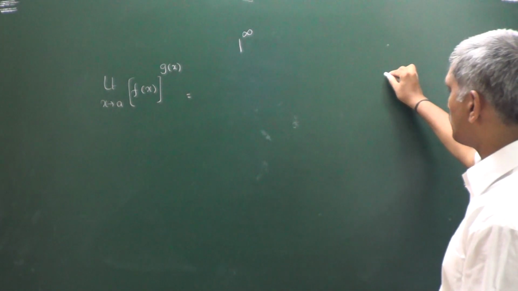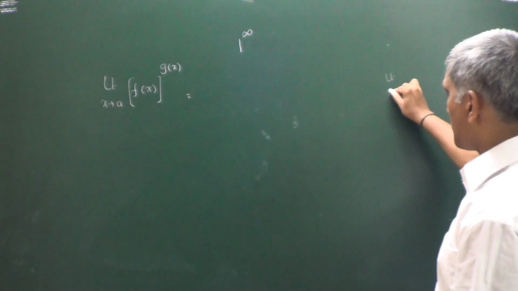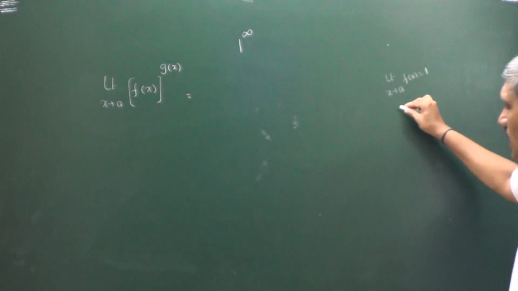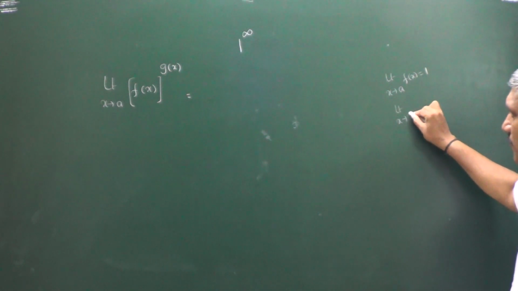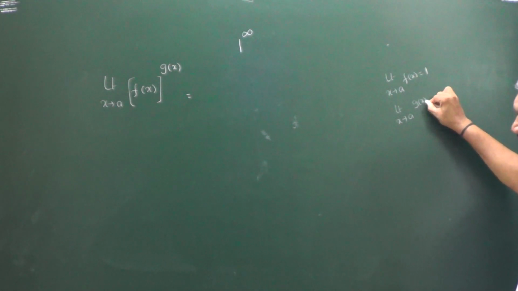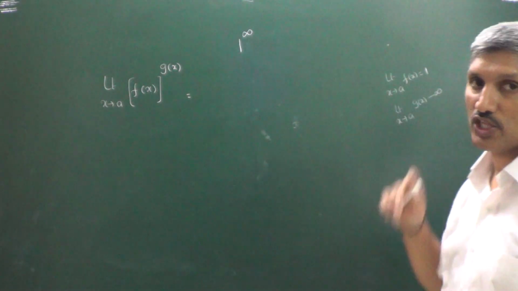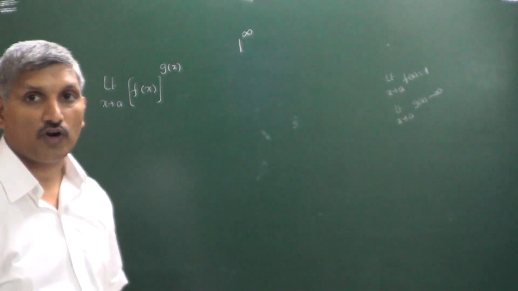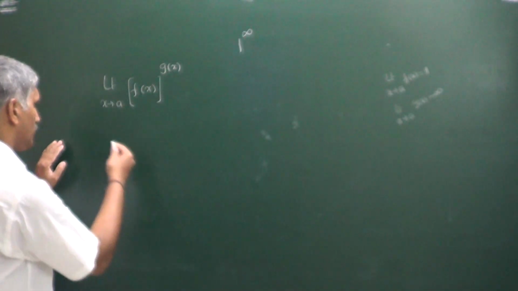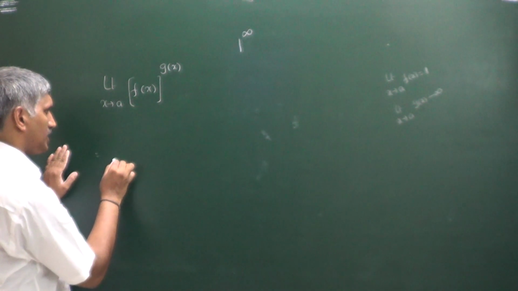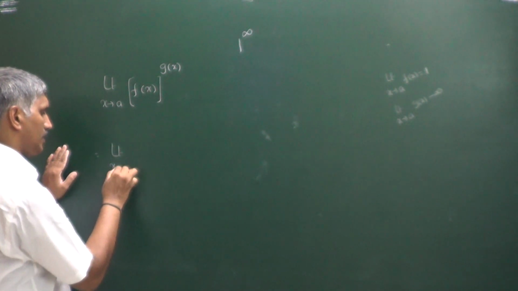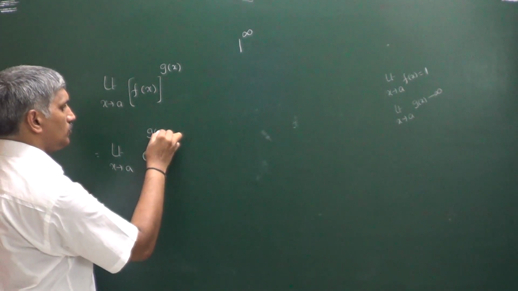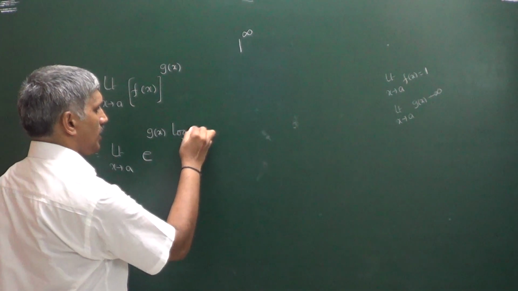Now what I am doing here, observe. Under this condition, limit x tends to a of f of x is equal to 1, and limit x tends to a of g of x is tending to infinity. So in this case we are getting the form 1 power infinity. How to evaluate the limits in the form of 1 power infinity? Observe here, this can be written as e to the power of limit x tends to a of g of x into log f of x.